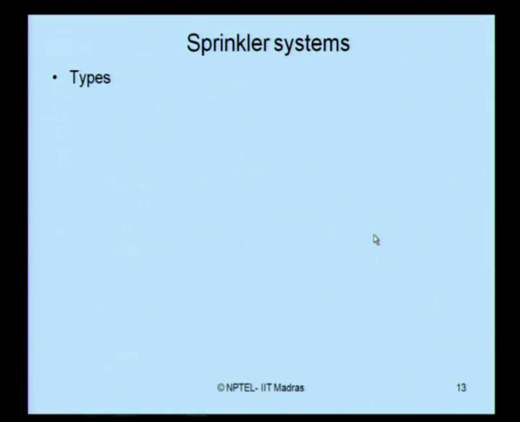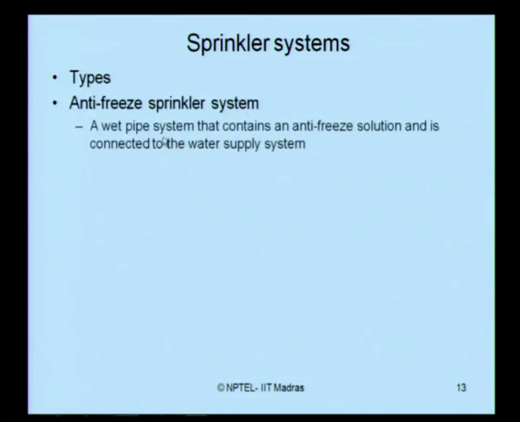Now, let us discuss about what we call as sprinkler systems. This is again under the category of one of the intelligent ways of designing explosion proof process plant. What do we understand by a sprinkler system? What are different types and so on. We will discuss that now very briefly. There are different types of sprinkler systems that exist. One is what we call anti-freeze sprinkler system.